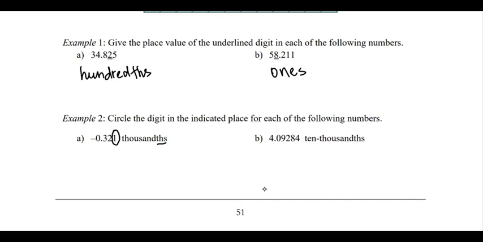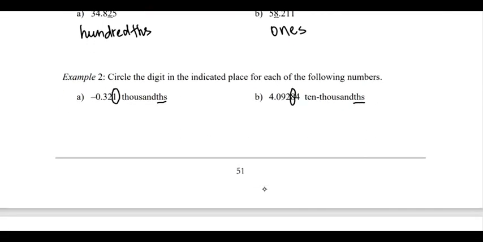The next one is asking for the 10,000ths place. Again, it ends with a TH, so that means I need to look to the right side of the decimal point. The first is the tenths, hundredths, thousandths, and then the fourth place is the 10,000ths. So you have the 8 in the 10,000ths place.